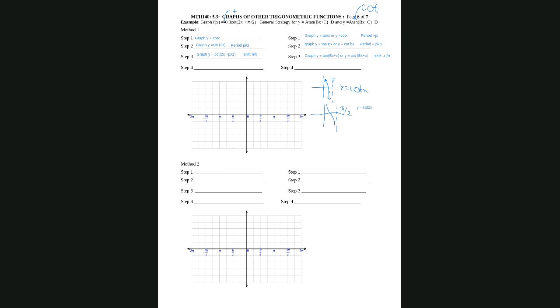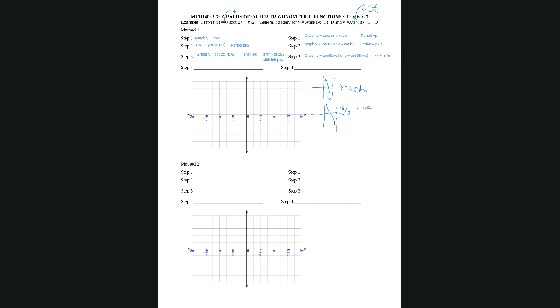So for this one, we're going to shift negative pi over 2 divided by 2, and that's going to be shifting left because of the negative sign, pi over 4. Is that okay with everybody? Okay. All right. And so I'm going to just adjust this graph that I've been working on down here.